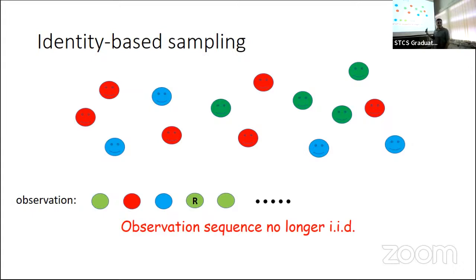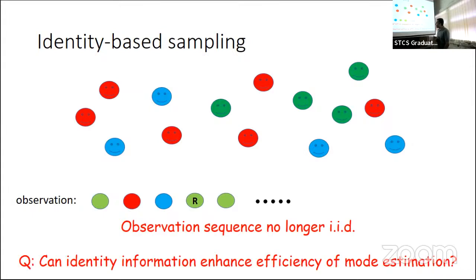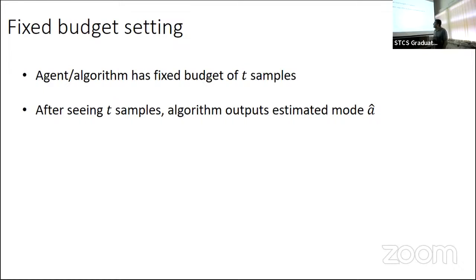Okay, so the observation sequence, the point to keep in mind at this point is that the observation sequence in identity-based sampling is not IID. That's important. One of the questions that will come up is, in fact, how much of a performance bump, so far as the quality of mode estimation is concerned, would you actually get by exploiting this additional marginal identity information?